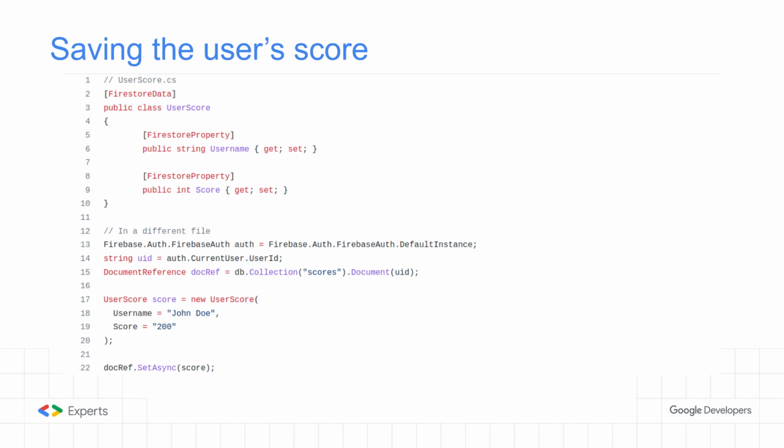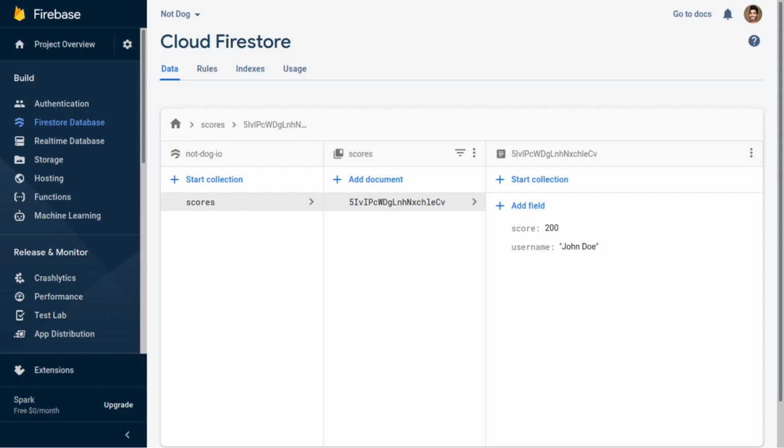We'll use the user's unique ID as the document ID so that we can easily distinguish the scores for each user. And after running this code, here's what it will look like in our database. See this string with random characters? That's our user's unique ID. Every unique ID in Firebase Authentication looks like this. Notice that we have a collection named scores, we have a document with the unique ID, and this document has the fields score and username.